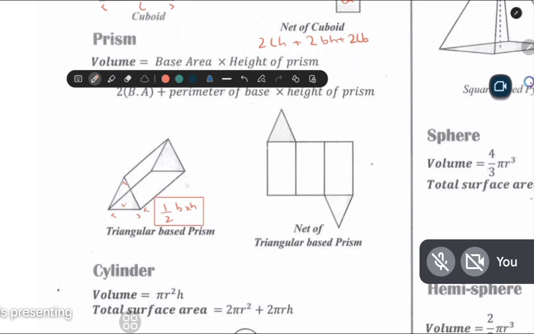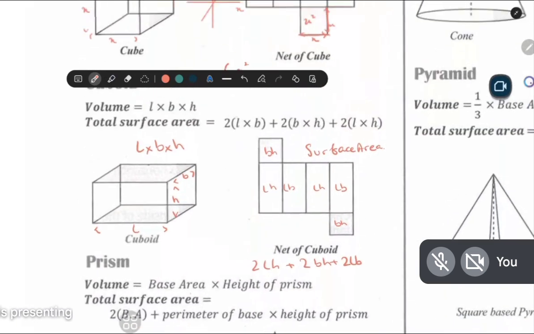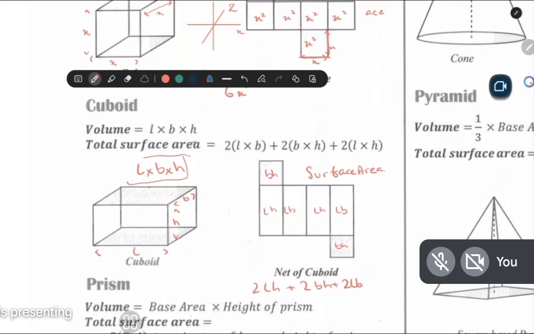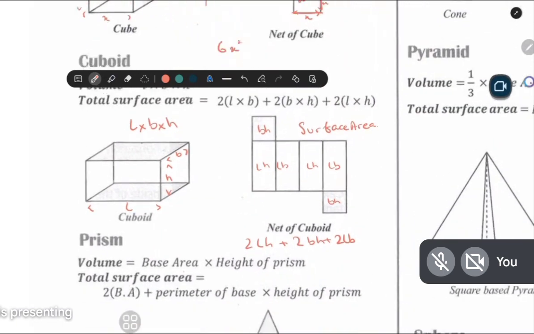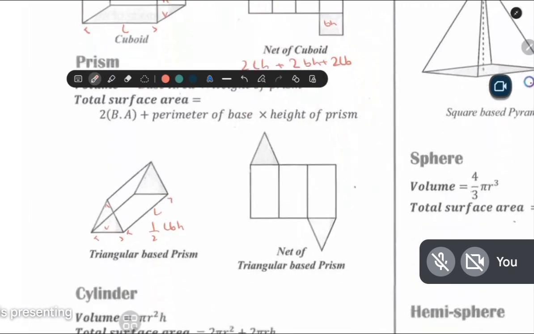So this is your top to bottom and left to right dimensions. Then you have the front to back dimension, which is, let's say, length. So you'll multiply this by length. So half base height into L, or half LBH. Can you see that this is half of the formula of a cuboid? Yes.